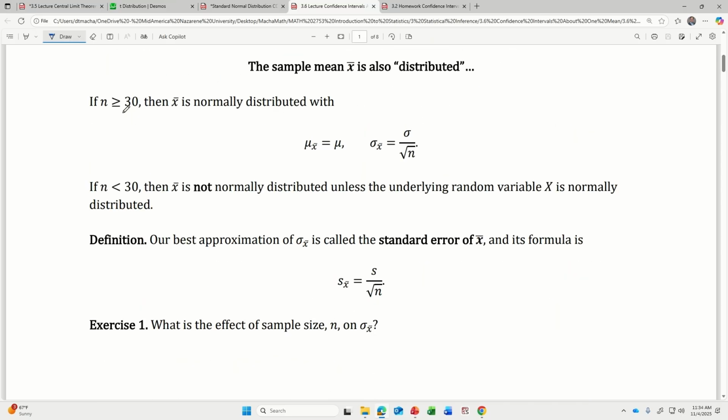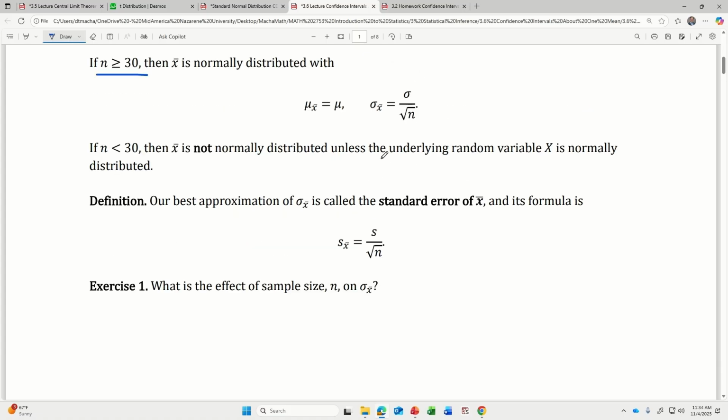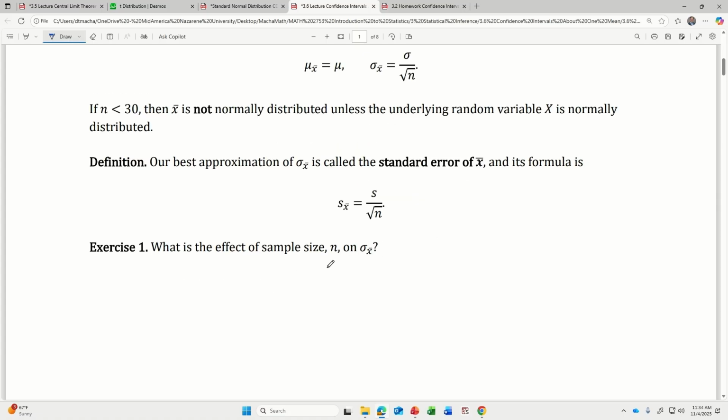And we mentioned before that if the sample size is greater than or equal to 30, then we say the sample mean is normally distributed. This is something we said on Friday. If the sample size is less than 30, then it's not normally distributed, unless the underlying distribution is normally distributed. Then in that case, it is still normally distributed. Our best approximation of the standard deviation of the sample mean is called the standard error of the sample mean, and that's the formula. We've been talking about this a lot.